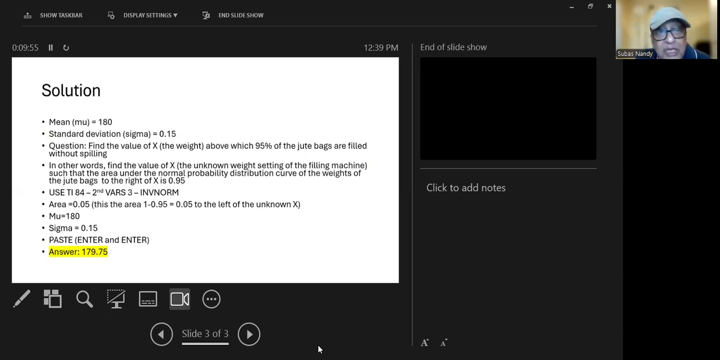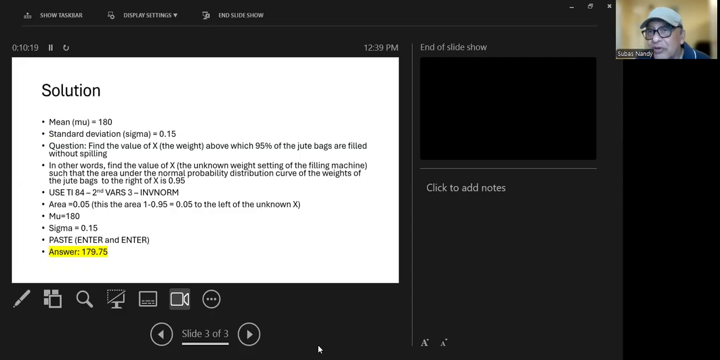Okay. So the mean of the normal distribution bell-shaped curve is 18.0. The standard deviation is given as 0.15. We need to find the setting X for the machine such that 95% of the area will be above that X, because more than 95% of the time the bags will be filled correctly to meet the requirements.